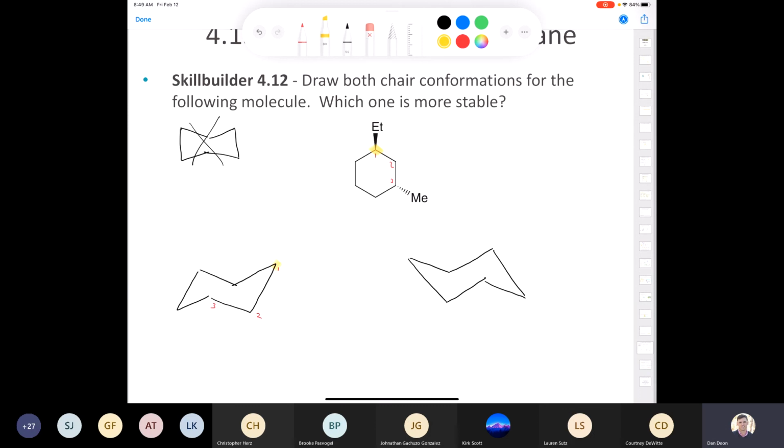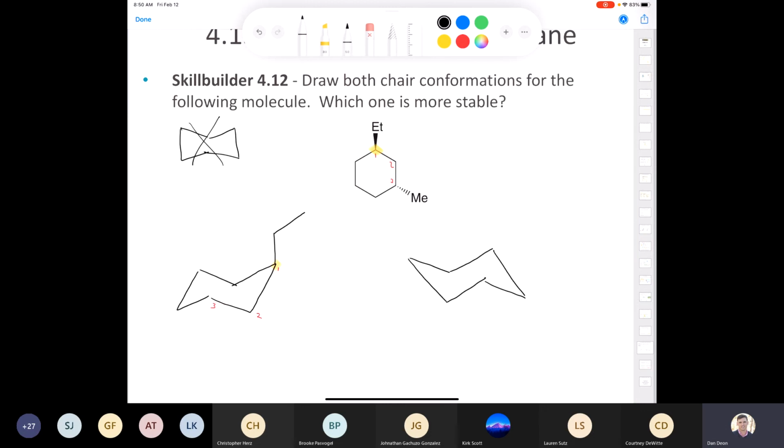That's my only question. Axial. Axial, son of a gun. Absolutely, right? Because this bond is going up in this direction, and this bond is going up in that direction. And so the up is going to be in the axial position. So we'll put our ethyl group, CH2, CH3. There's our ethyl group.